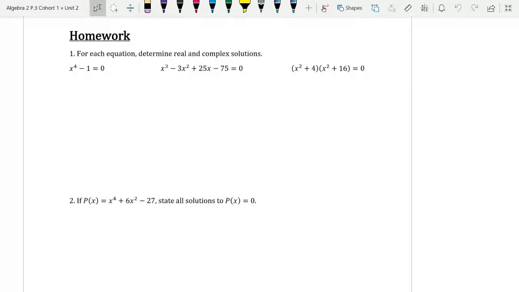So for number 1, I see x to the 4th minus 1. What I'm thinking there is difference of two squares. Both x to the 4th and 1 are perfect squares. So when I first start factoring out, I'm going to get x squared plus 1 and x squared minus 1. And x squared minus 1 is also factorable over the real numbers. X squared plus 1 is factorable over the complex numbers, but I'm just going to leave it.